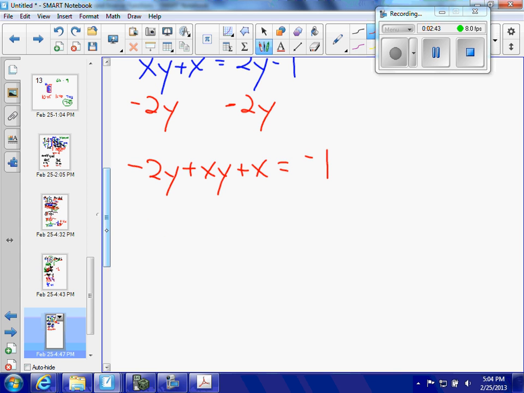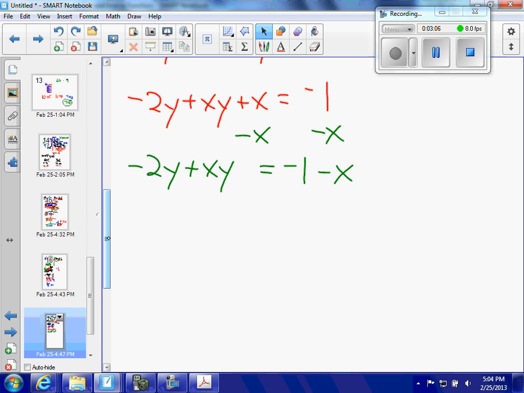Well, I think what I'm going to do now is isolate again. I'm going to isolate my y's on one side of the equation. So I'm going to subtract x from both sides. So I'm going to have negative 2y plus xy is equal to -1 minus x. What I'm going to do now is factor a y from the left side of my equation. So it's going to be y times -2 plus x is equal to -1 minus x.